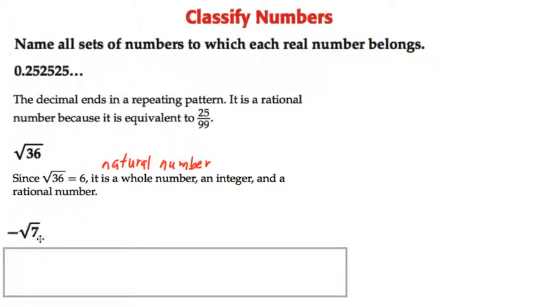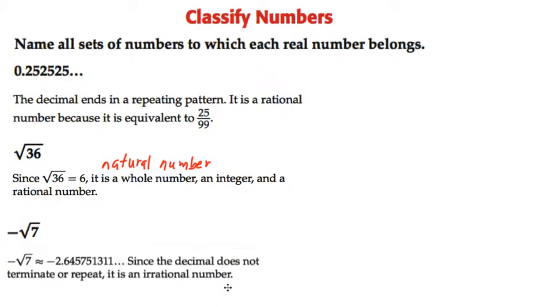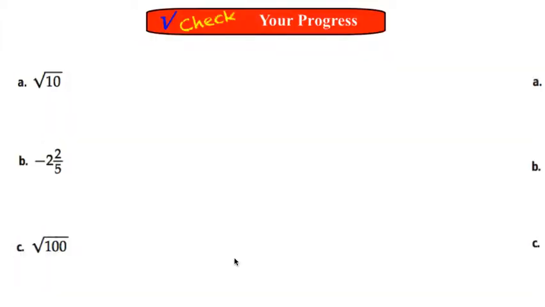How about negative square root of 7? Okay, well remember the square root of 7 doesn't simplify. That one is irrational, okay, because the decimal value goes forever. It doesn't repeat and it doesn't terminate, so it is irrational. Here's a chance for you to check your progress. Go ahead and work on these, pause the video, come up with your answers, and I'll show you the solutions when you get back.